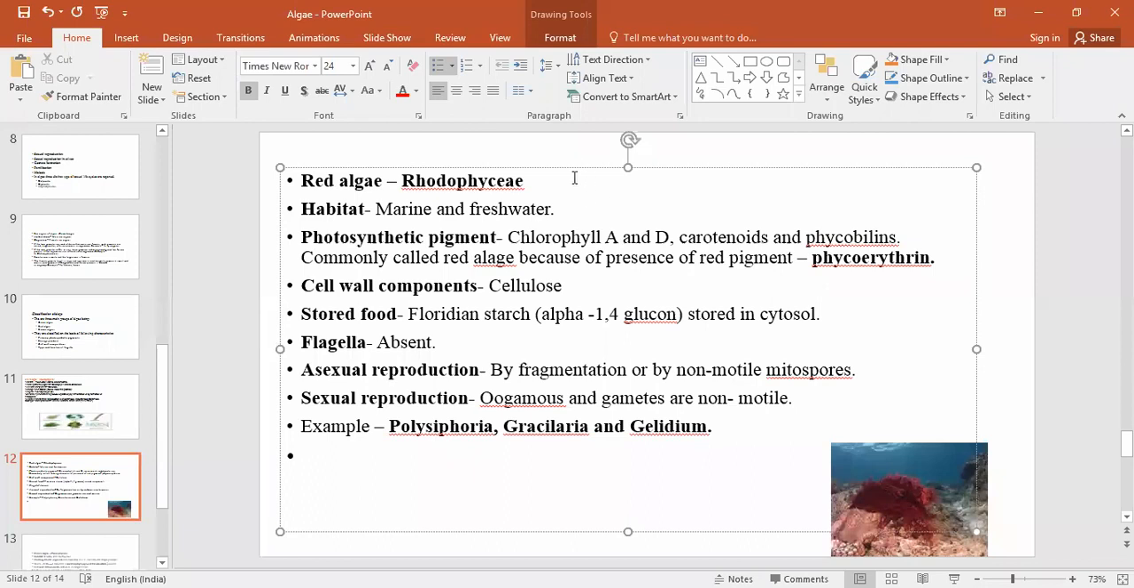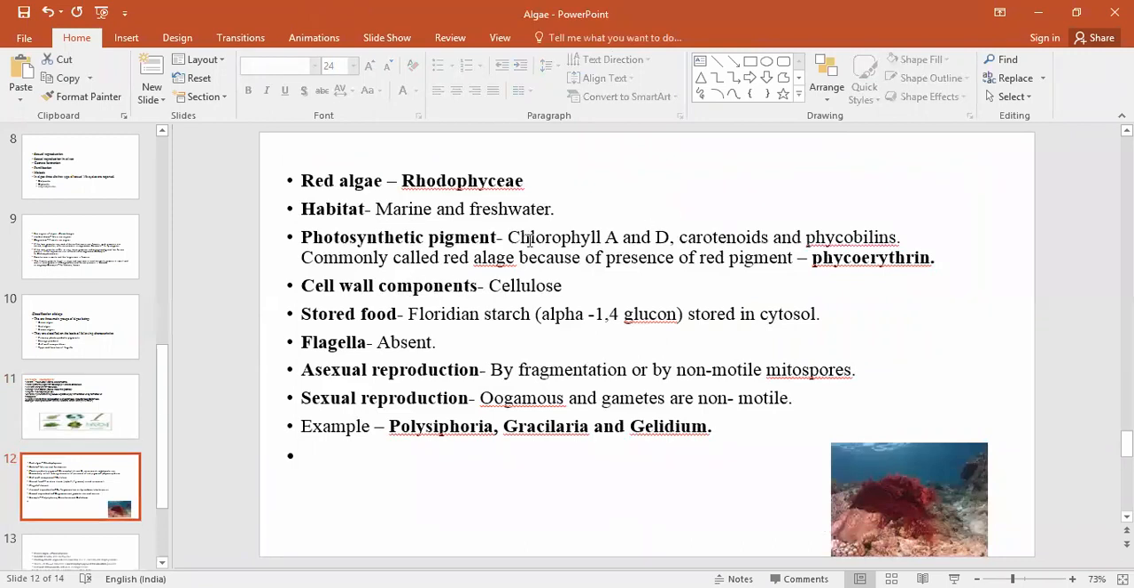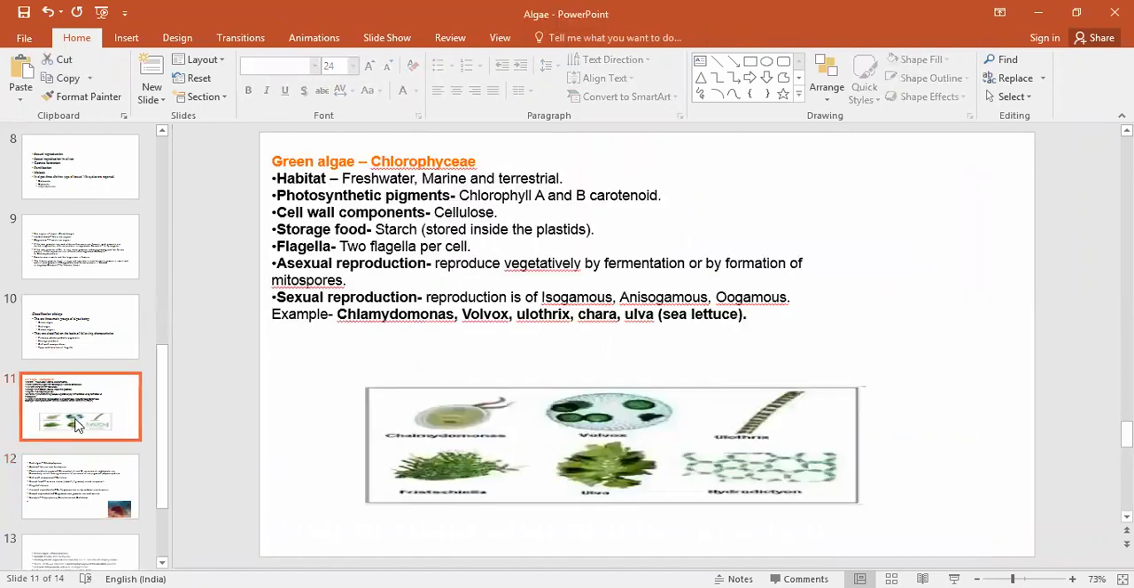Photosynthetic pigment: now see here, in chlorophyceae the photosynthetic pigments are A and B. Here the photosynthetic pigments are A and D. Also they possess carotenoids and phycobilins. In phycobilins they possess phycoerythrin, because of that they show the red color. Then next is their cell wall component, which is cellulose. In chlorophyceae also the cell wall component is cellulose.